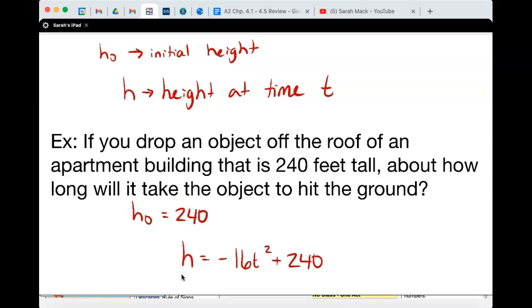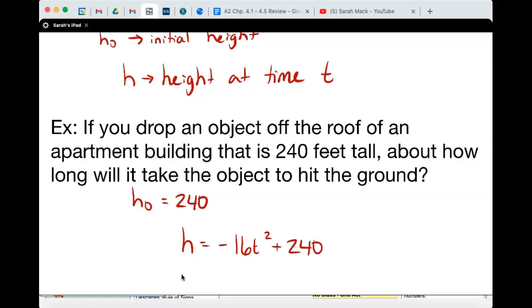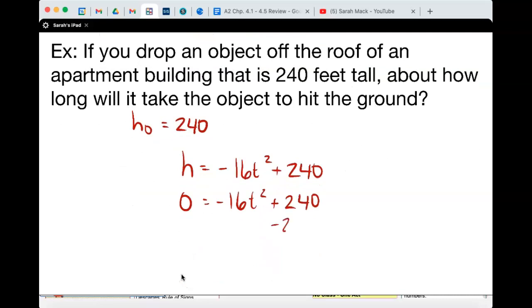I'm going to ask how long it will take, so I want to solve for t, but what height is it going to be at when it hits the ground? 0. So my h value is going to be 0. So then I need to solve this equation. Subtract.